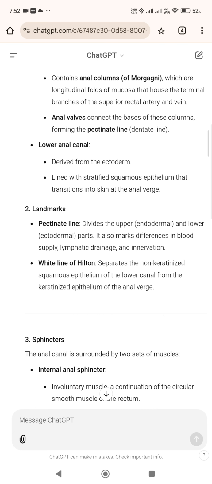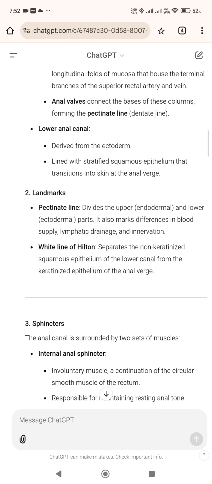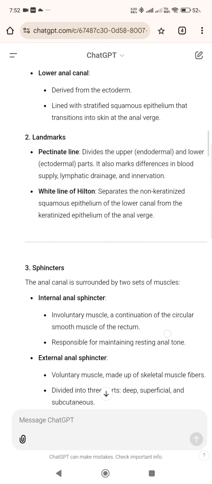Lower anal canal, derived from the ectoderm, lined with stratified squamous epithelium that transitions into skin at the anal verge. 2. Landmarks. Pectinate line divides the upper endodermal and lower ectodermal parts. It also marks differences in blood supply, lymphatic drainage, and innervation. White line of Hilton separates the non-keratinized squamous epithelium of the lower canal from the keratinized epithelium of the anal verge.